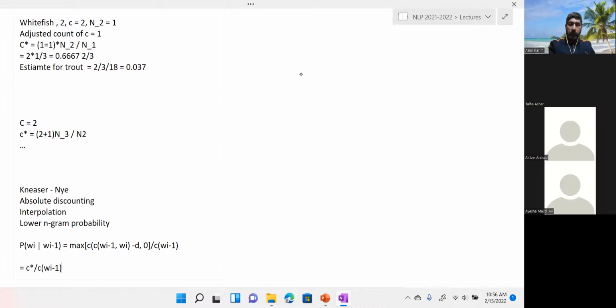So for example, if the original C count was 4, you minus 0.75, you get 3.25 and divided by the unigram count of the context, which is C(Wi minus 1).